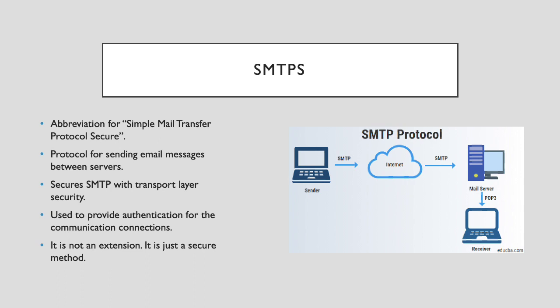And then the SMTPS, which is the second server, is an abbreviation for Simple Mail Transfer Protocol Secure. It is a protocol for sending email messages between servers. It also does its job in securing the SMTP with Transport Layer Security. It is used to provide authentication for the communication connections.